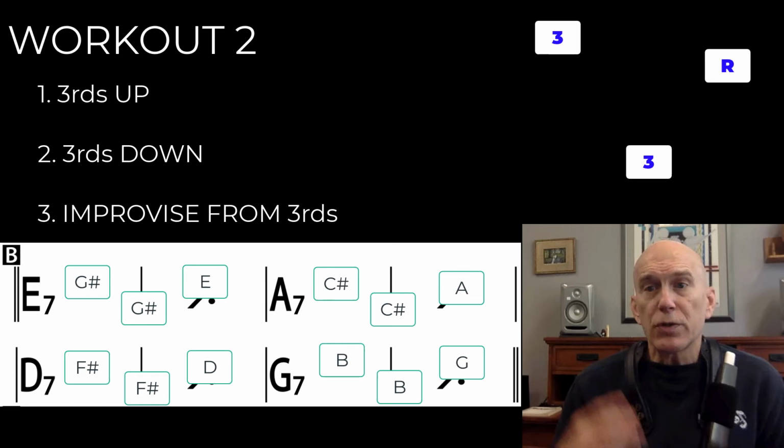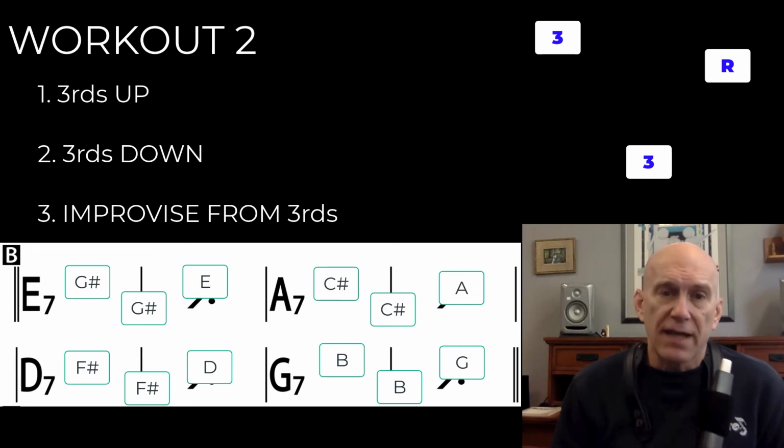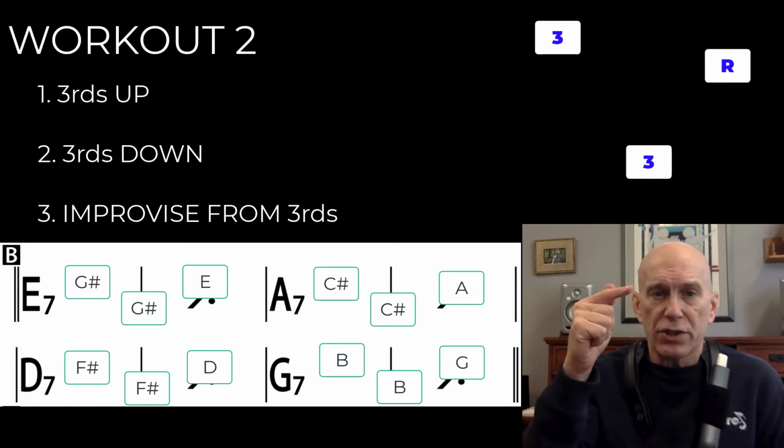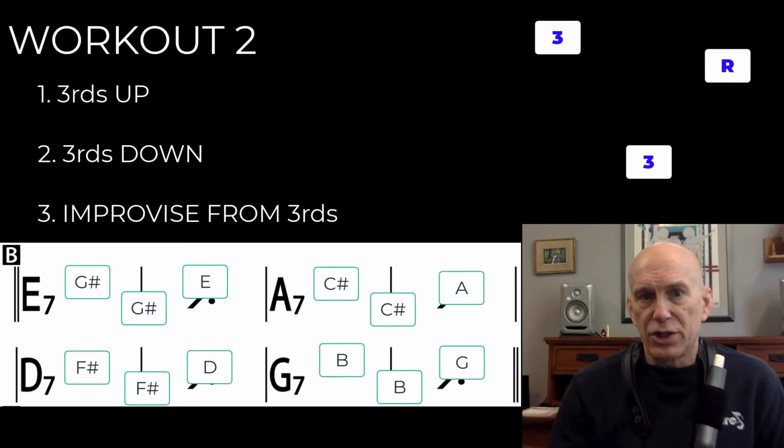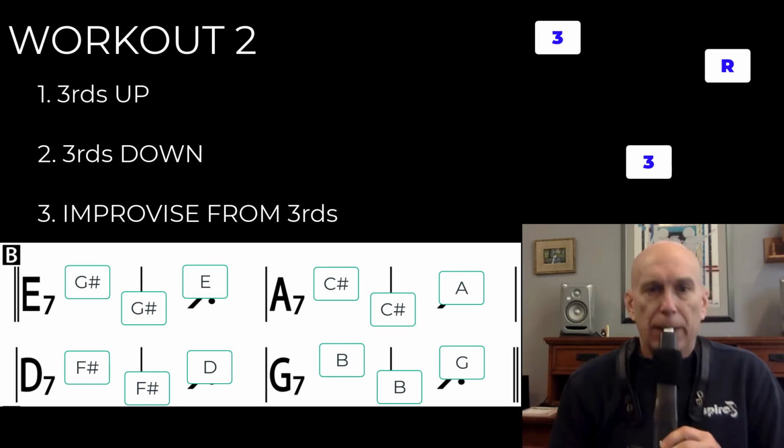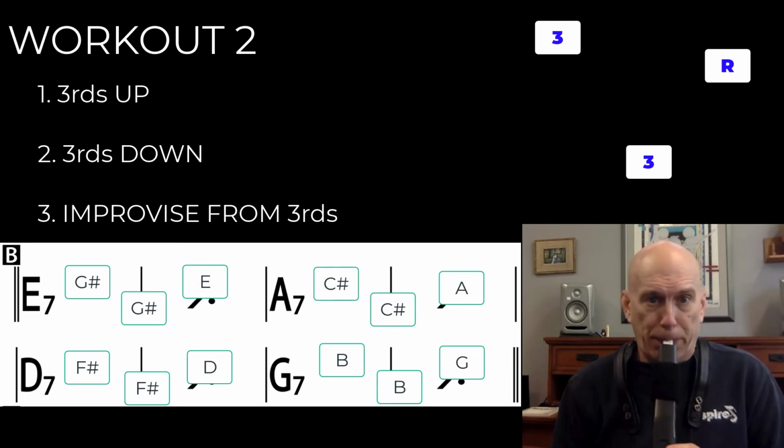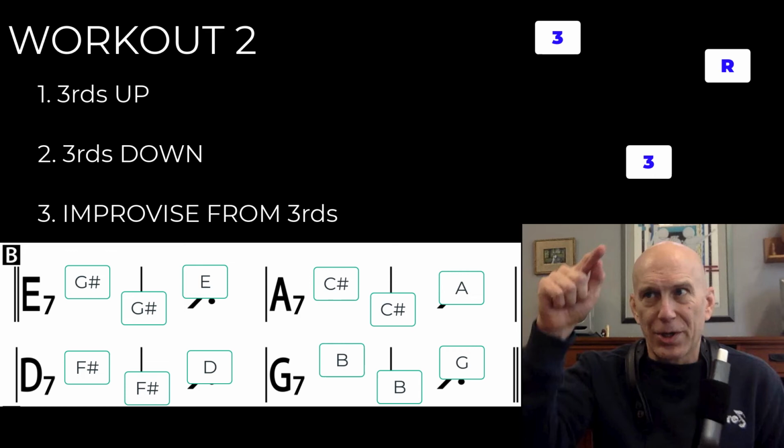Okay, then we'll do the exact same thing upside down. So we'll start on the G sharp, we'll play down to the G sharp, and then back up to the root. So it goes 3rd, 3rd, root.